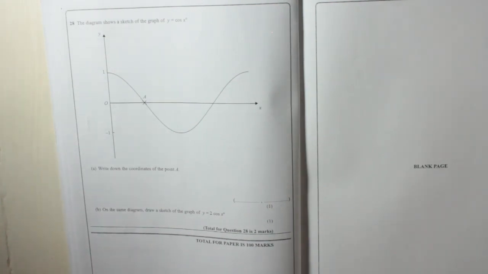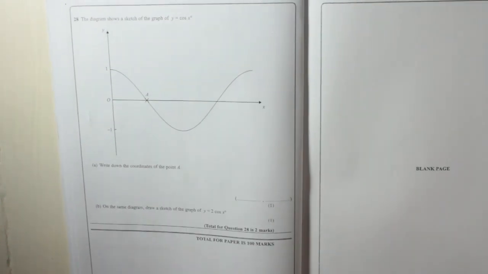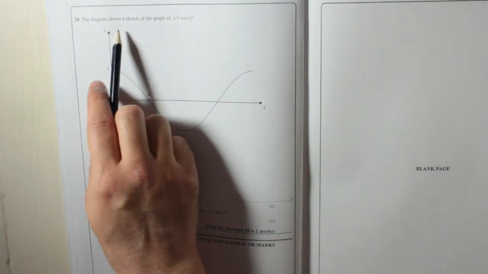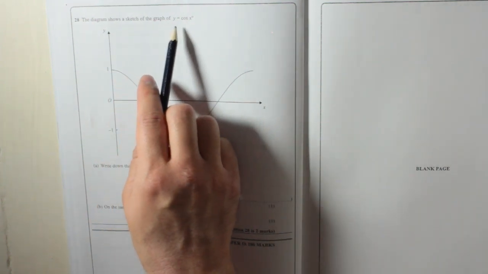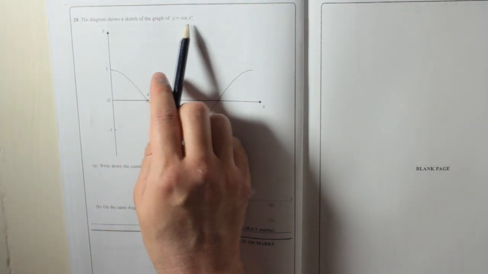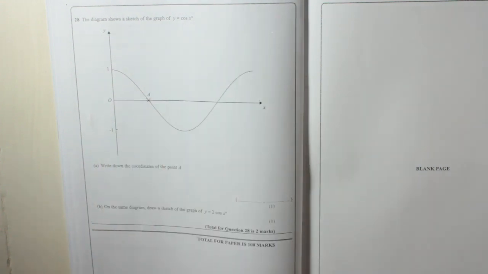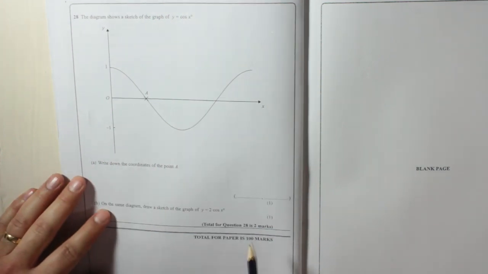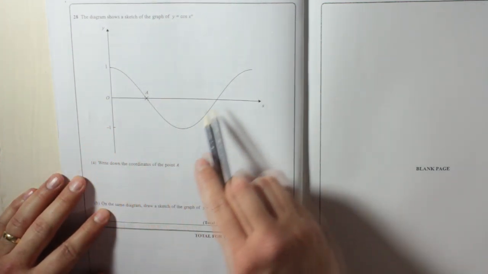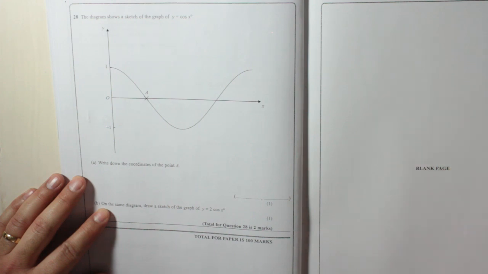Okay, question 28, and this is the last question of the exam. The diagram shows a sketch of the graph of y equals cos x degrees. So there it is. Now, if you were to Google y equals cos x, you will see lots of pictures, and they'll give you a lot more information as well. Basically, they follow this same curve like that, up and down like that, forever and ever.